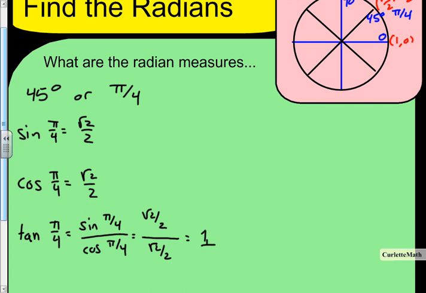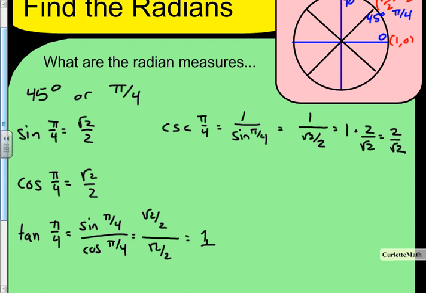Now, if we talk about the cosecant at pi over 4, we can write that as 1 over the sine of pi over 4. So at pi over 4, the sine value there is the square root of 2 over 2. So we have to do 1 times 2 over the square root of 2, which is going to give us 2 over the square root of 2. In this class, we need to rationalize that. So we multiply the top and the bottom by our square root. So we get 2 square roots over 2 with our 2's canceling out. So we're just left with the square root of 2.